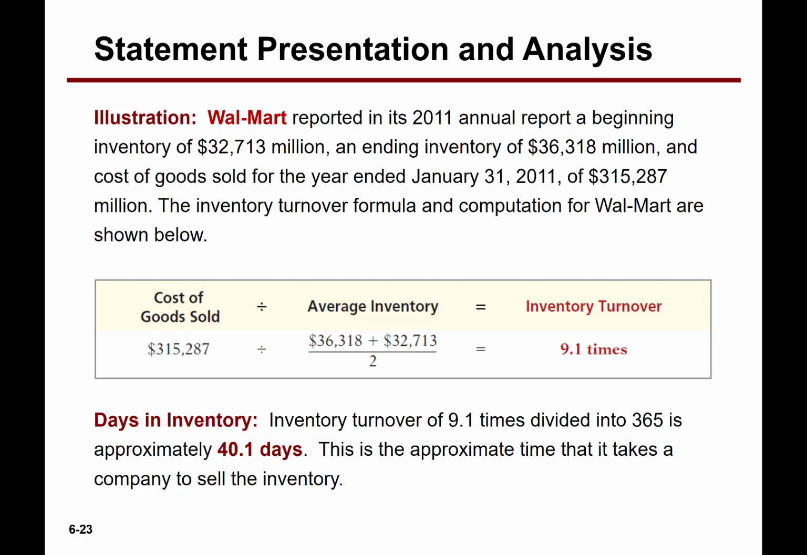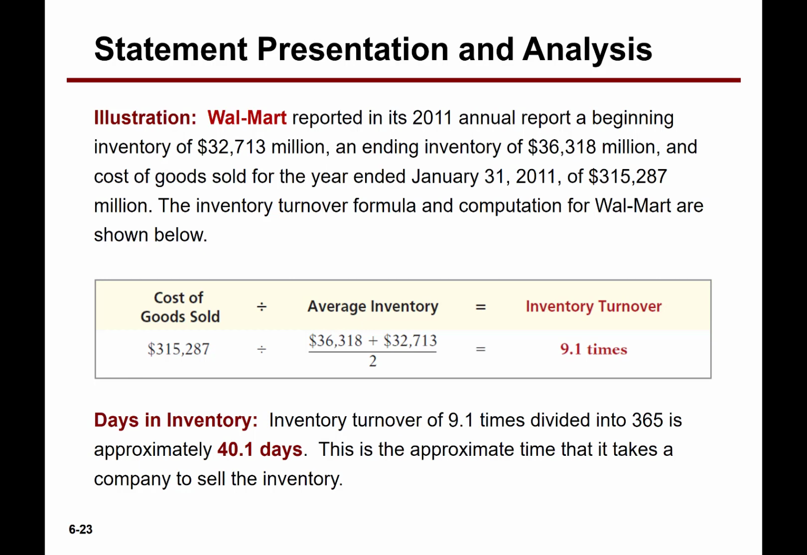Now, a lot of times I'll get students to say, John, why do we divide by 2? Well, there's 2 numbers and we want the average of those 2. So we divide them by 2, right? And it gives me the average over the year, beginning plus ending, 2 numbers, add them together, divided by 2. That gives me my average inventory.